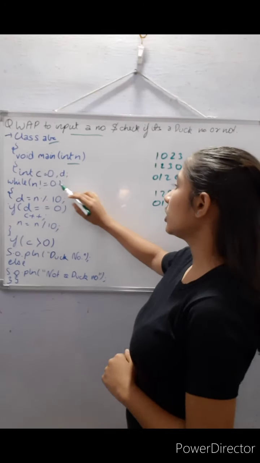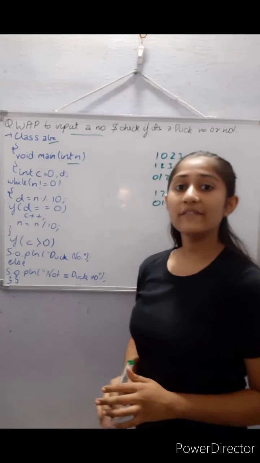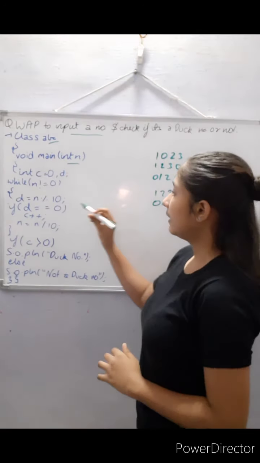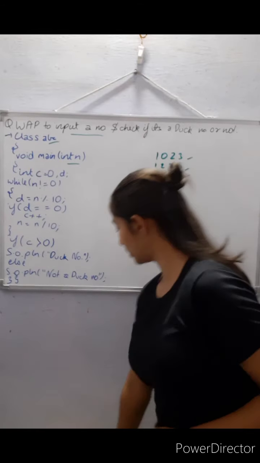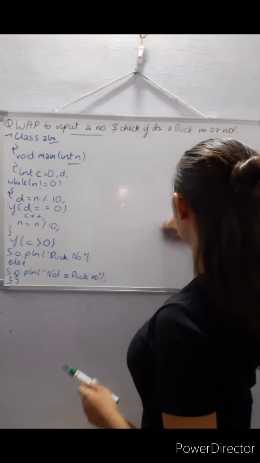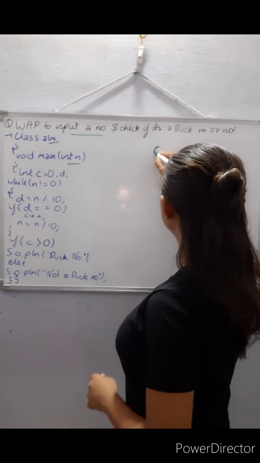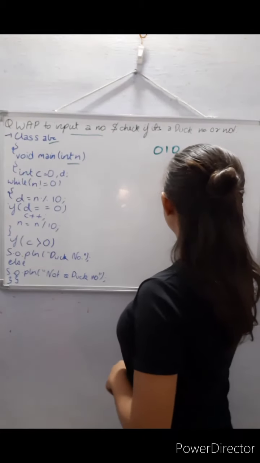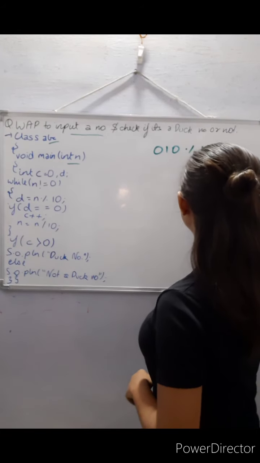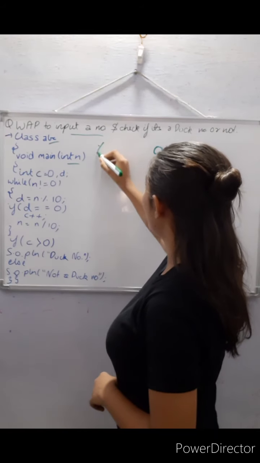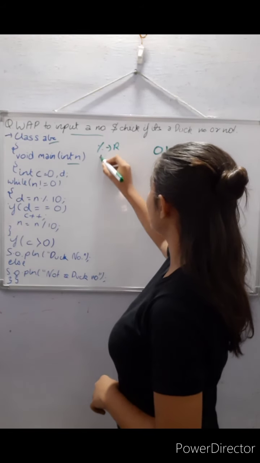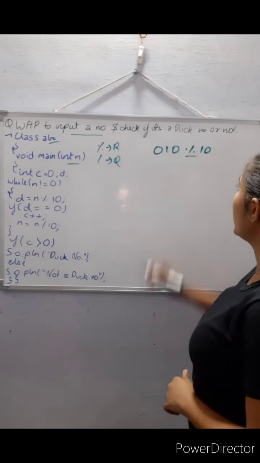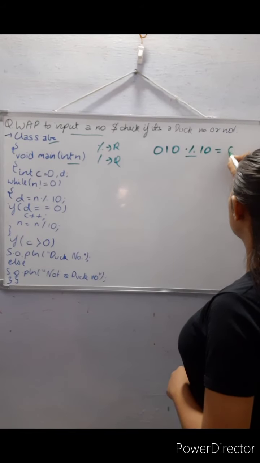Now, while n should not be equal to 0. This means that the program will stop running as soon as the value of n reaches 0. Okay, now d is equal to n modulus 10. So, for example, if the number is 010, d is equal to n modulus 10, number 010 divided by 10. You might already know that the sign of a modulus gives us the remainder, whereas the sign of a divisor gives us the quotient. Okay, so over here we have the sign of a modulus, so the remainder will be 0.